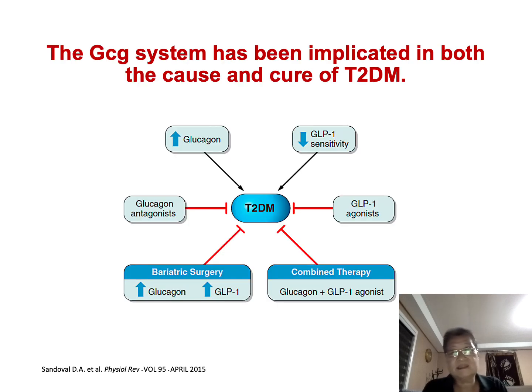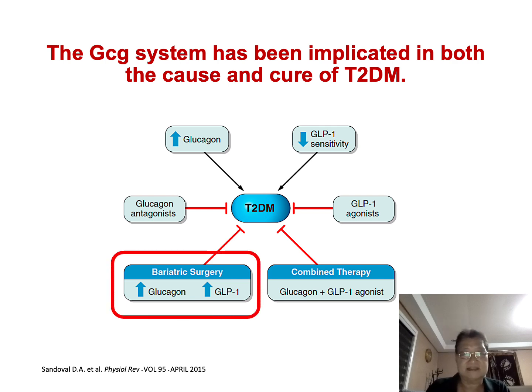Okay, currently, the most effective method to improve body weight and glucose level is bariatric surgery. Okay, they noticed that glucagon and gut hormones are elevated after surgery. Not only GLP-1 but also PYY, oxyntomodulin, and other gut hormones.